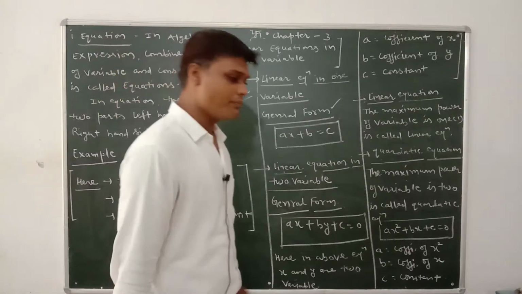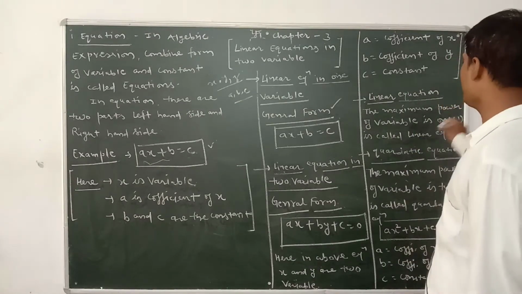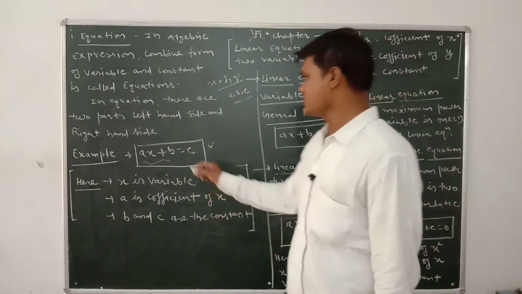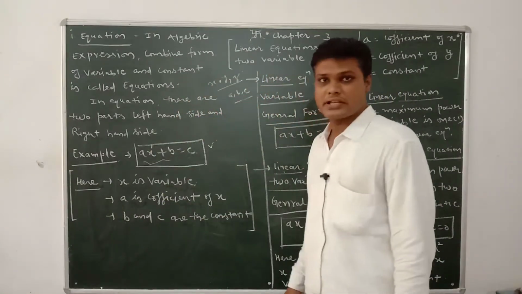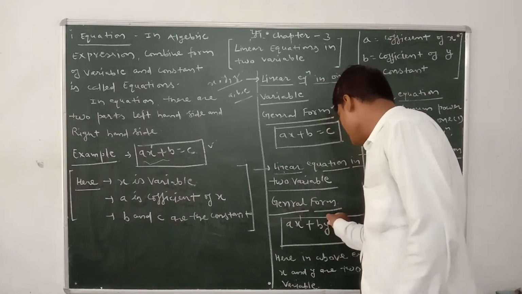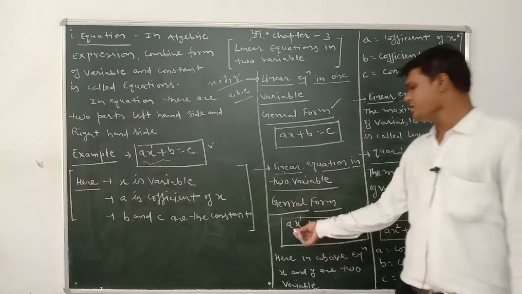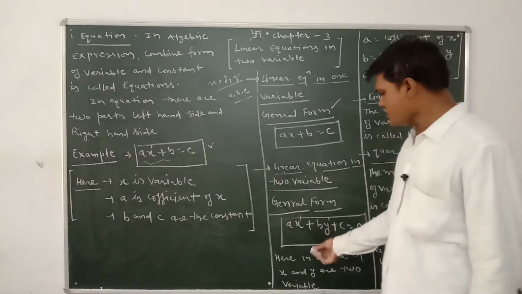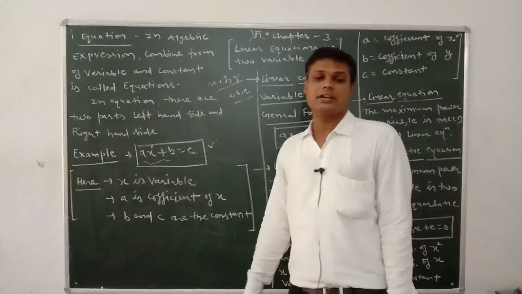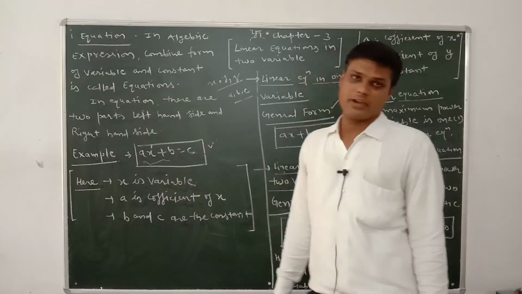Now, the basic definition of a linear equation: an equation in which the maximum power of a variable is 1 is called a linear equation. In this case, x raised to the power 1 and y raised to the power 1, the maximum power of the variables is 1, so it is called a linear equation in two variables. In this equation there are two variables, so it is called a linear equation in two variables, and in this case only one variable x, so it is called a linear equation in one variable.